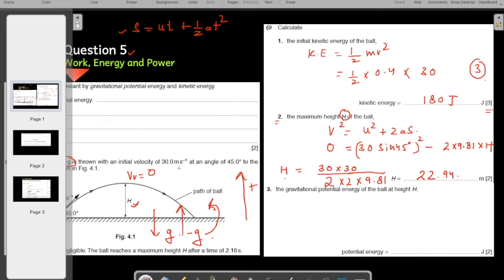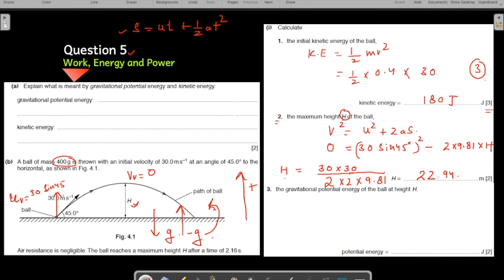Mark scheme has used some other formula, some other logic that also you can understand, right? And please do share in the comment box if you have your own way of finding the height, but make sure that the height is coming out to be 22.9 something, right? So this is done. Now this is not the last part, the third part, the gravitational potential energy of the ball at the height h. Easy and straightforward application of the formula, and they are giving 2 marks for this. So lucky for you.